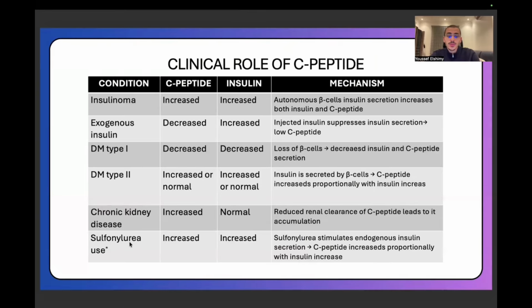One of the medications used in diabetes is sulfonylureas, and this basically stimulates the production of insulin. So if you want to check the C-peptide and insulin, this medication stimulates the endogenous secretion of insulin. So when there's insulin secretion, there's also C-peptide secretion.